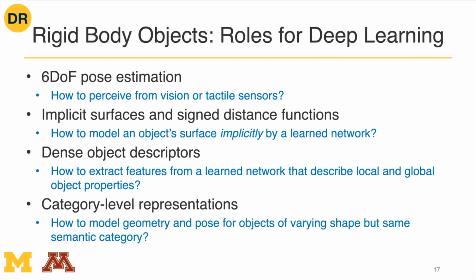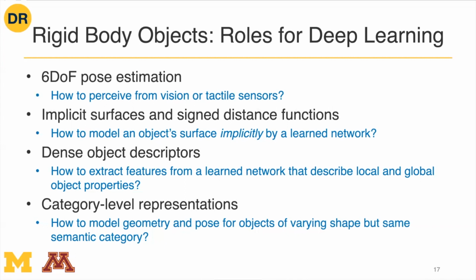And finally, category level representations tries to answer this question of how can we model a geometry and a pose for objects that have different shapes but fall into the same semantic category, right? So we might not want to have a separate 6 degree of freedom pose estimation algorithm for every instance of an object within a specific class, right?